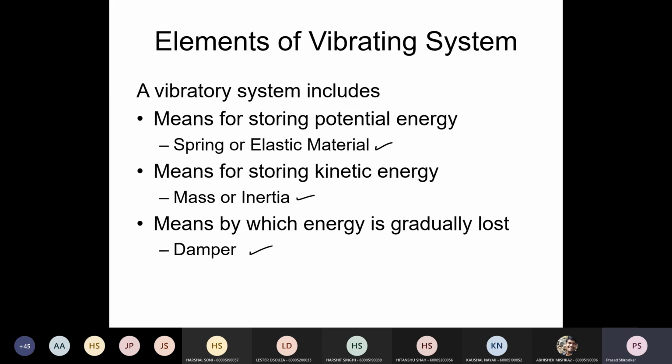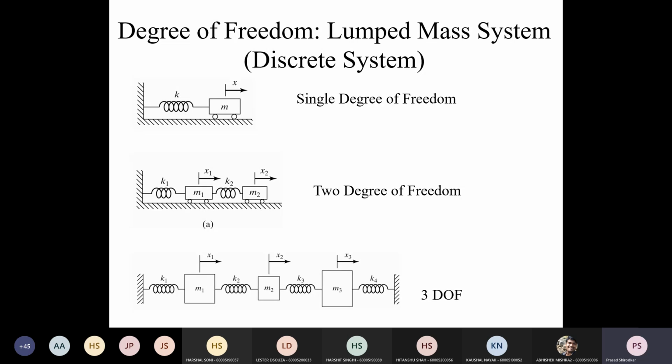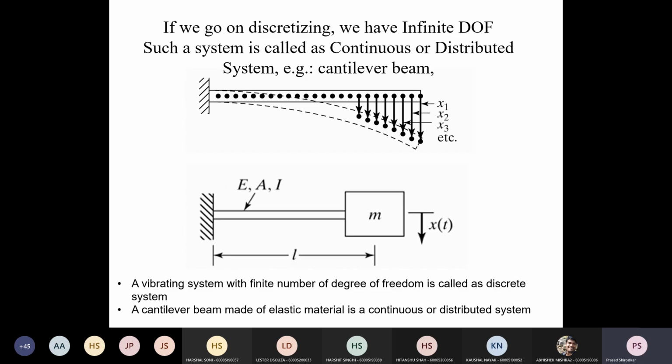All right. Now we'll go for the classification. Classification based upon degree of freedom. Degrees of freedom are the number of independent variables required to define the motion of the system. If there is a single mass attached to a spring, you need one variable x to describe the motion of the particle at any moment of time. If there are two masses m1 and m2, you will need two variables x1 and x2, and so on and so forth.